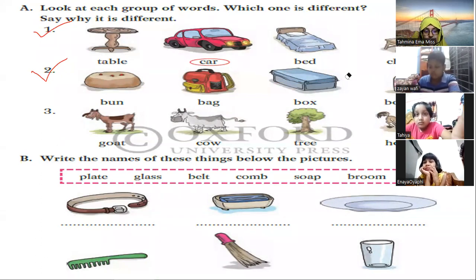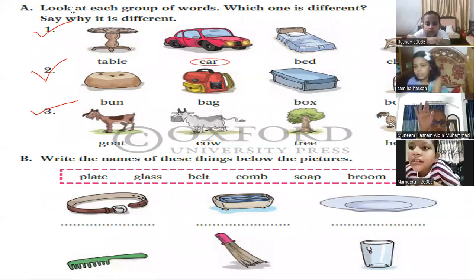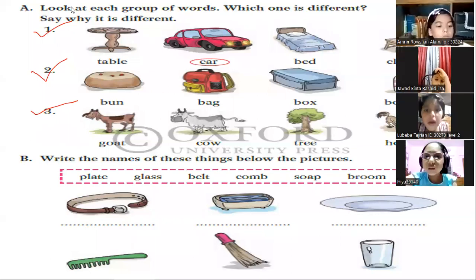Thanks. Then, the next one, the third one. Which one is different from goat, cow, tree, horse? It's tree. Okay, Labib says tree. Munim?